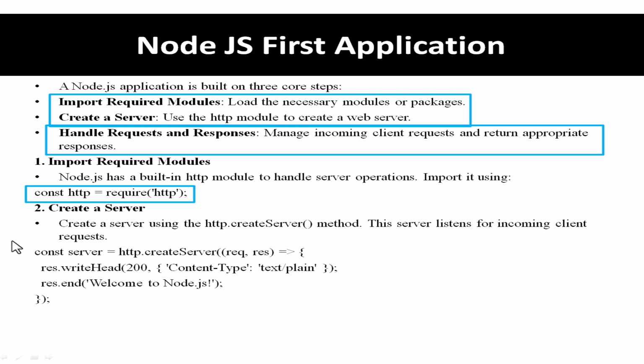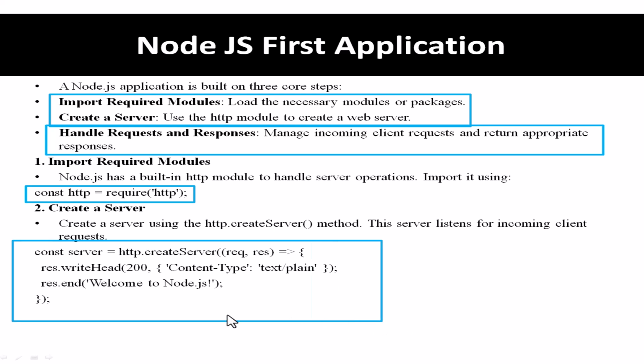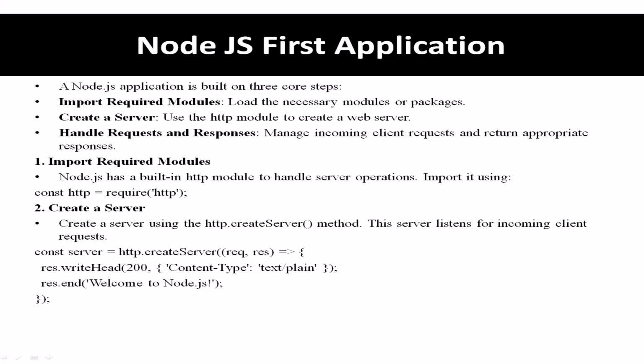And next, you have to create a web server, and here we are using a constant server, http.createServer. Whatever request is sent by the client, the server has to send the response. Now here we are using writeHead 200 and the content type is text/plain or text/html. Next we are going to type the particular message, res.end, welcome to Node.js. Whenever you run it, it has to display the message welcome to Node.js.